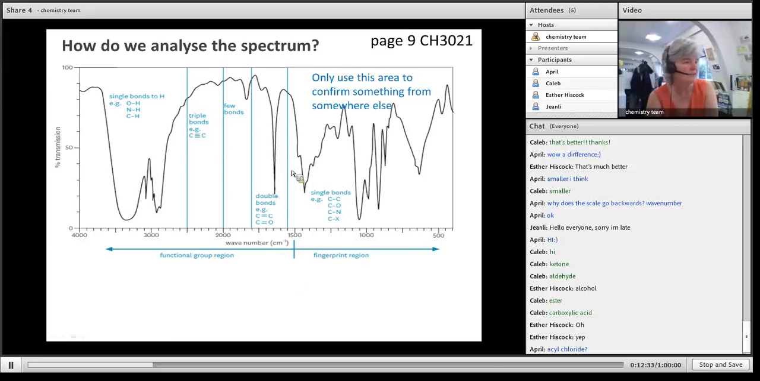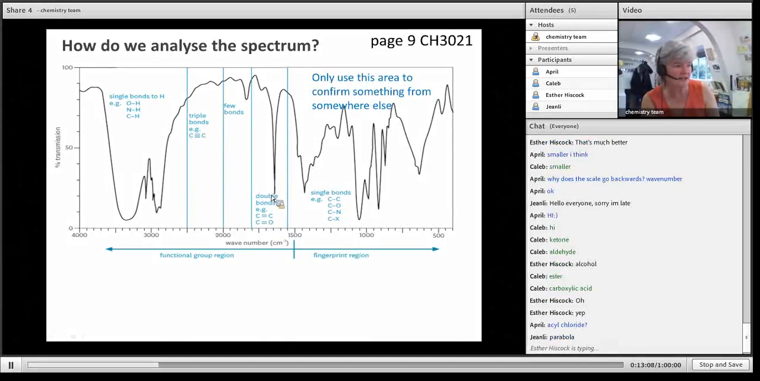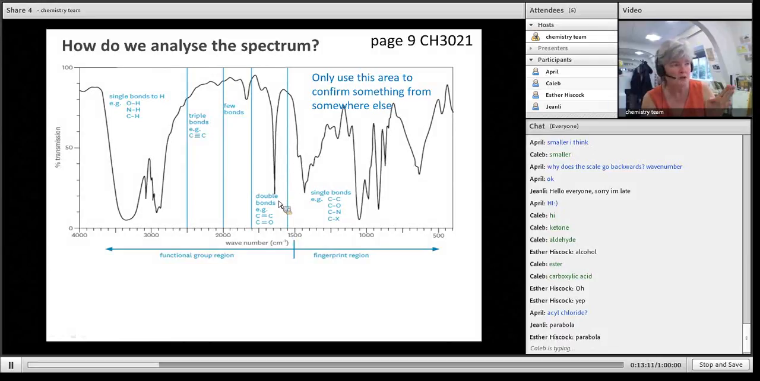Okay, and this is the main area where you look. This is only if you've got evidence from elsewhere, and then you can say, yes, I think I've got a chloride and I've got a peak in this chloride. We'll look at all the different peaks, but this would be an example of a C double bond C peak. The C double bond O peak looks fairly different, and it's normally slightly higher up than this one over here. So we call this a thin medium peak.